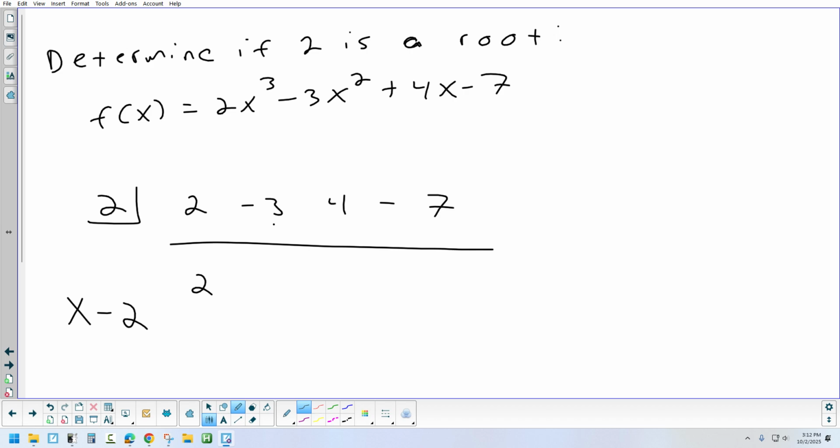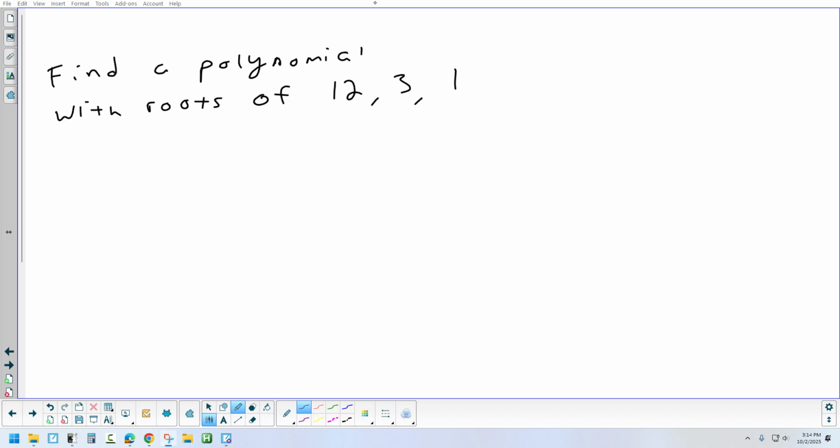Okay, so bring down the 2, add those up, we get 1, 2, 6, 2 times 6 is 12, 12 minus 7 gives me 5. Okay, what is my remainder there? Yep, remainder is 5. So is x minus 2 a factor? Nope. So is 2 a root? No. Okay. Any question on that one?